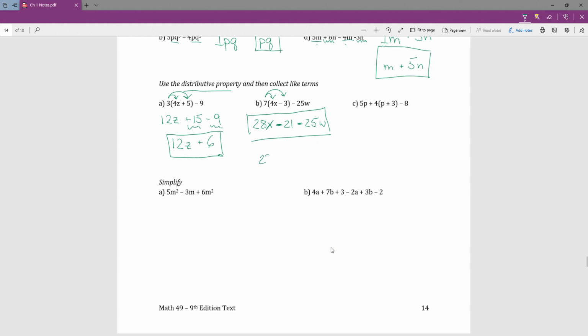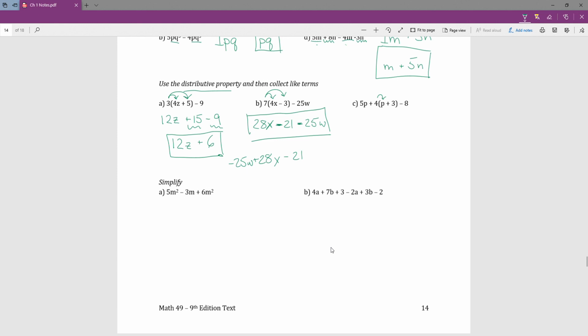So you could do 28x, no, wx. So negative 25w plus 28x and minus 21. If there is no variable, it usually hangs out the back. So they're the same thing. Wx, okay, I was thinking and muddled on my alphabet.